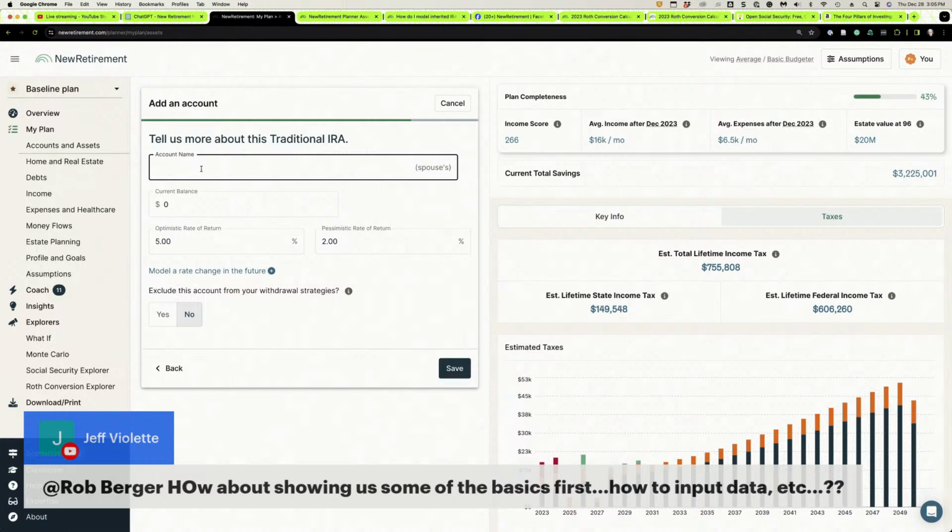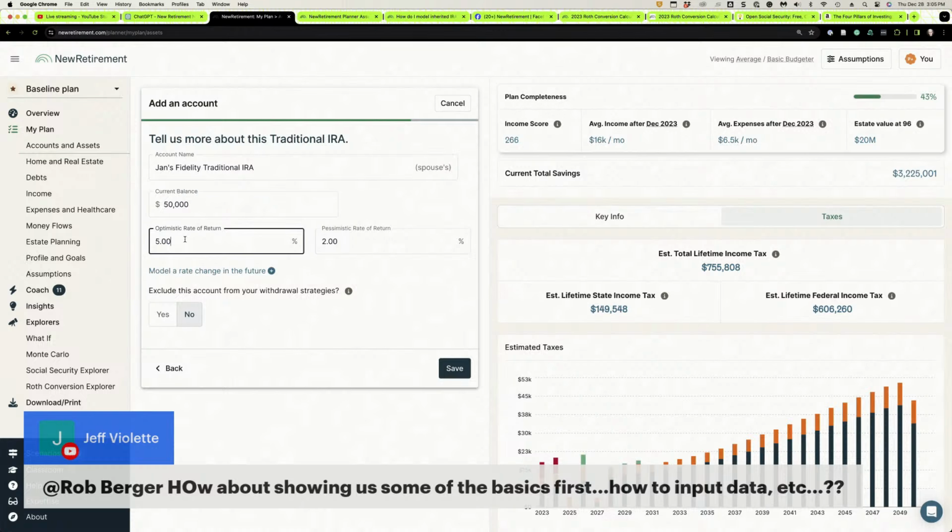And here, I like to put in things that help me understand what it is. And so I might put like Jan's Fidelity traditional IRA or whatever. And then you simply put the balance.